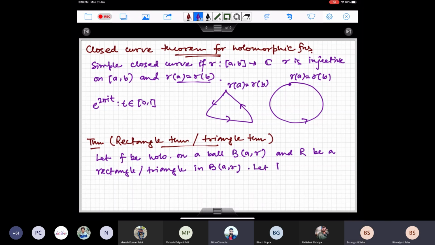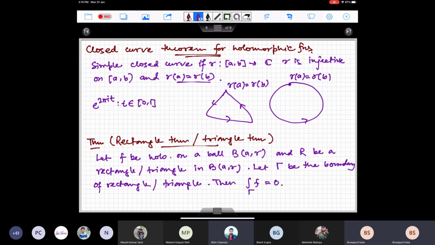Let gamma be the boundary of this rectangle or triangle, whichever you want to take. Then the integral of f over gamma is going to be equal to 0.